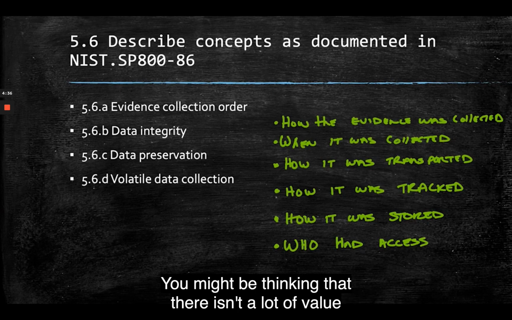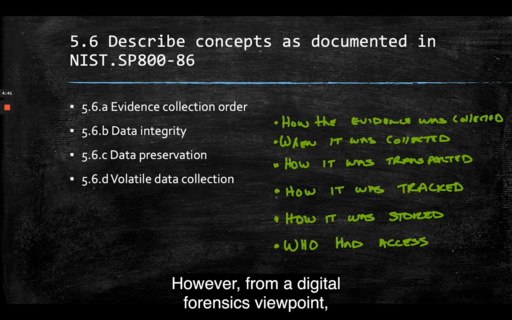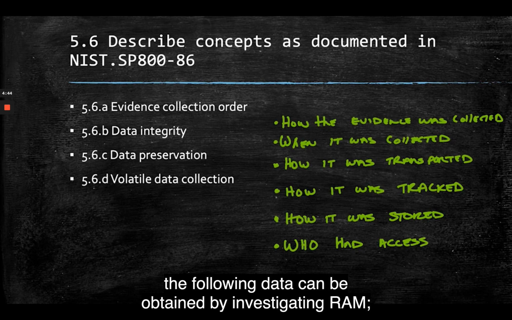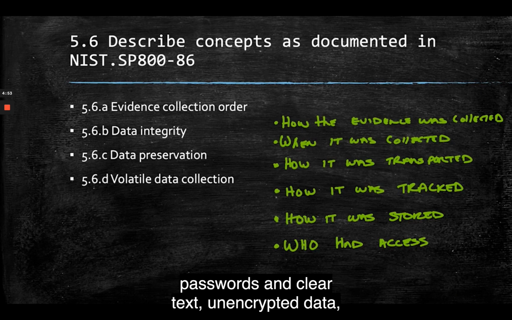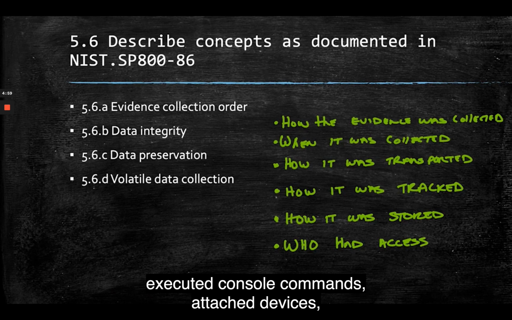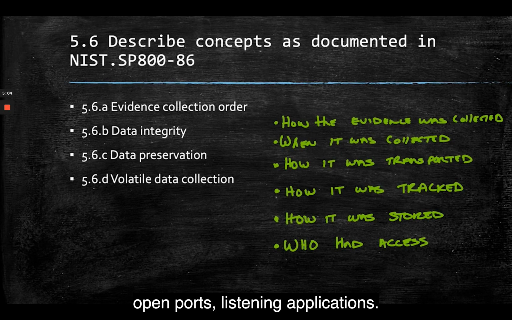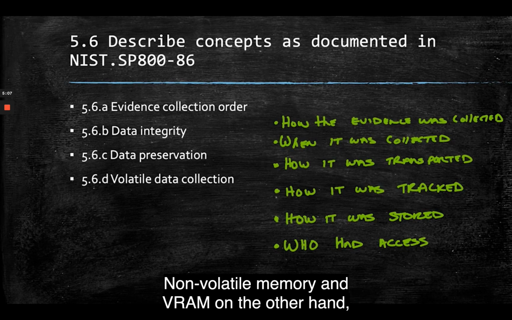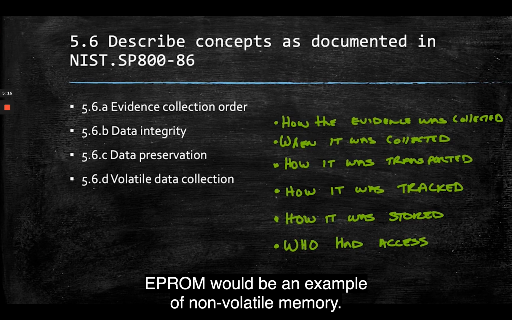You might be thinking that there isn't a lot of value for the data stored in RAM. However, from a digital forensics viewpoint, the following data can be obtained by investigating RAM, such as running processes, who is logged in, passwords in clear text, unencrypted data, instant messages, registry information, executed console commands, attached devices, open ports, listening applications. Non-volatile memory, NVRAM, on the other hand, holds data with or without power. EEPROM would be an example of non-volatile memory.